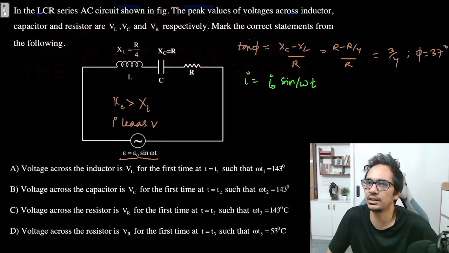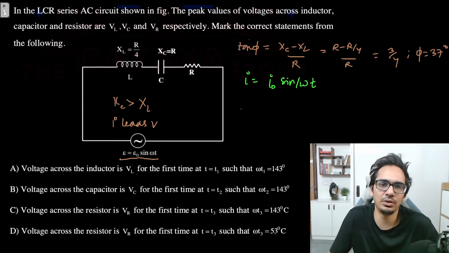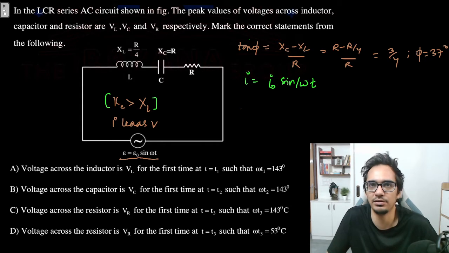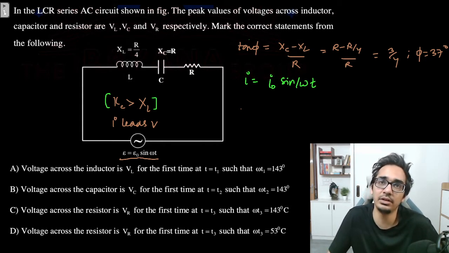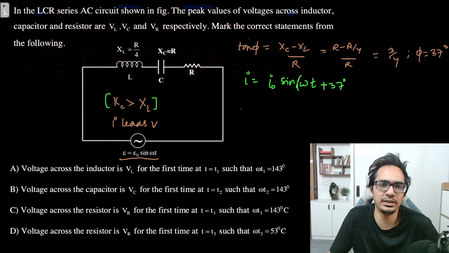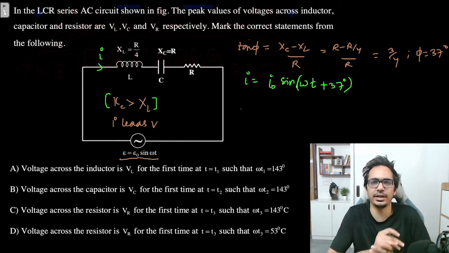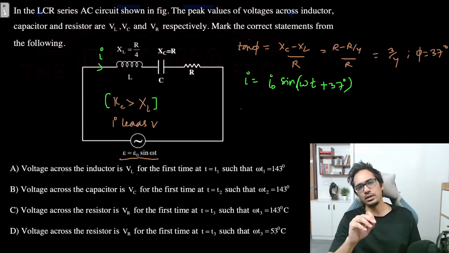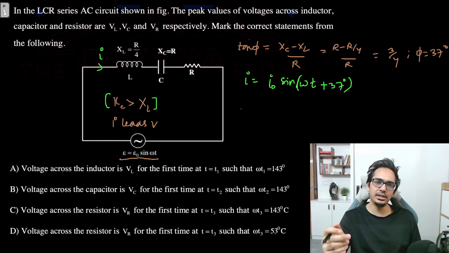Now will it be plus 37 or minus 37? We know that since XC is greater than XL, it is behaving like a capacitive circuit, so the current will lead the voltage. If the current leads the voltage, then I is equal to I naught sine omega t plus 37 degrees. So this is the current in the circuit, which is the same for all three components L, C and R because they are in series. The same current is flowing in L, in C and in R.